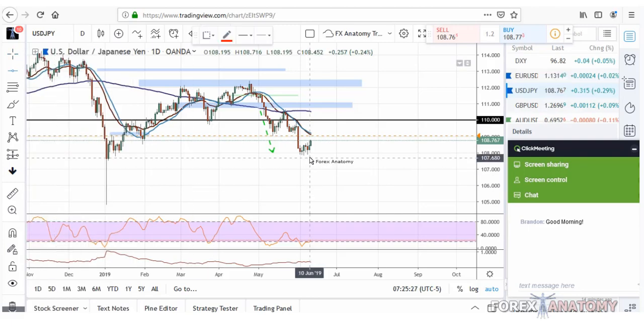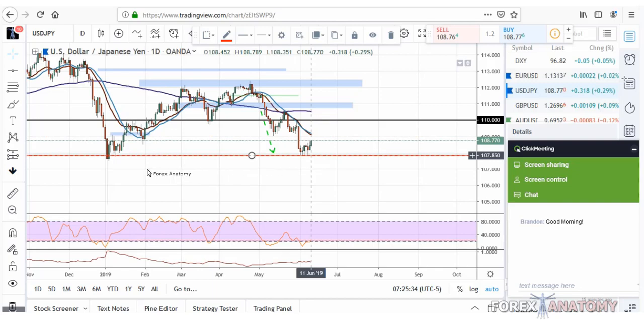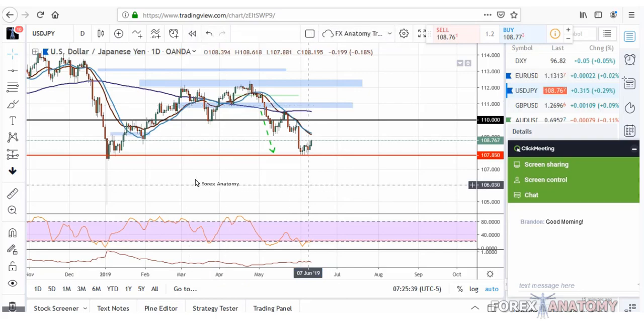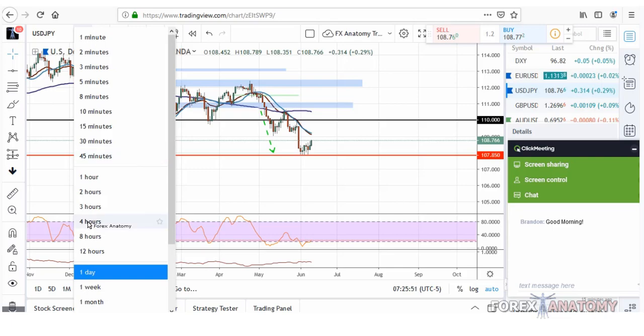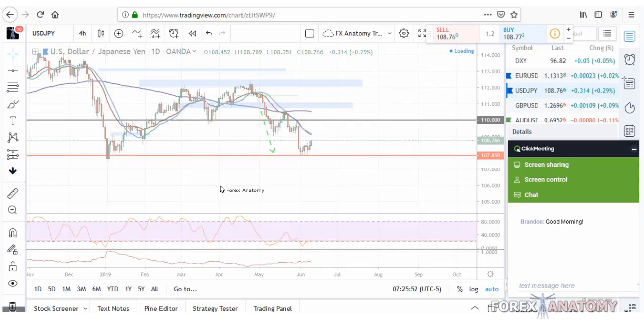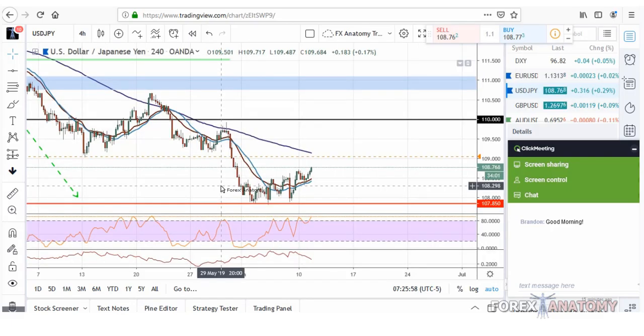So what I'm going to do is just draw this in right here. Okay, this is good enough. Also, support and resistance is a zone. Typically, we draw in these boxes or rectangles to identify the zone, but for the sake of this webinar, we're only going to draw the lines. But let's go down to the 4-hour.